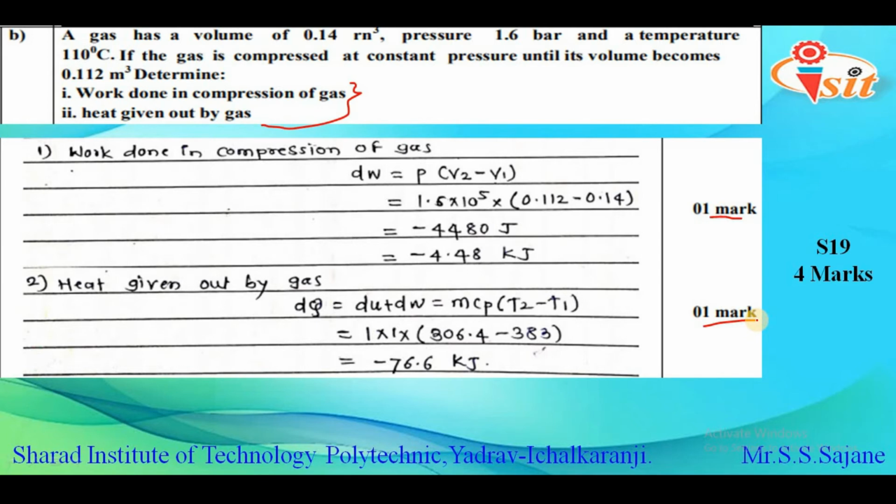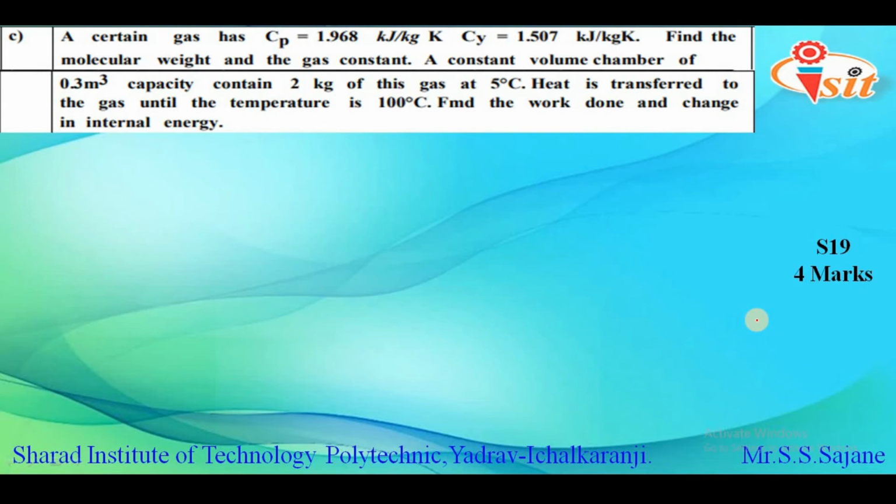Now let's see the next question from the same paper. Again we are having here a numerical, which is asked for 4 marks in the same paper, and the question is as follows. A certain gas has a specific heat at constant pressure equal to 1.968 kilojoule per kg Kelvin, and Cv, that is specific heat at constant volume, equal to 1.507 kilojoule per kg Kelvin. Find the molecular weight and the gas constant.